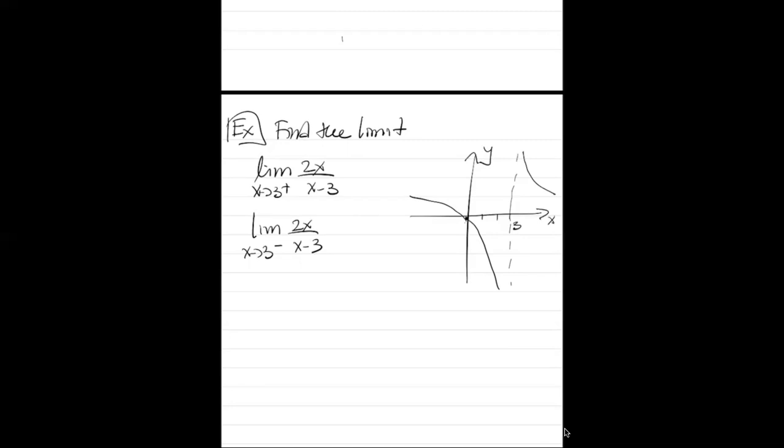You can either make a table or look at the graph. So what's happening if we're approaching 3 from the right? Values like 3.1, 3.01. What's happening with the y value? It's really, really big. So that is positive infinity. Now what's happening if you approach 3 from the left? You go down to negative infinity. So these two limits are different. What can you say about the limit when x approaches 3? That doesn't exist. And that concludes the lecture for 1.5.